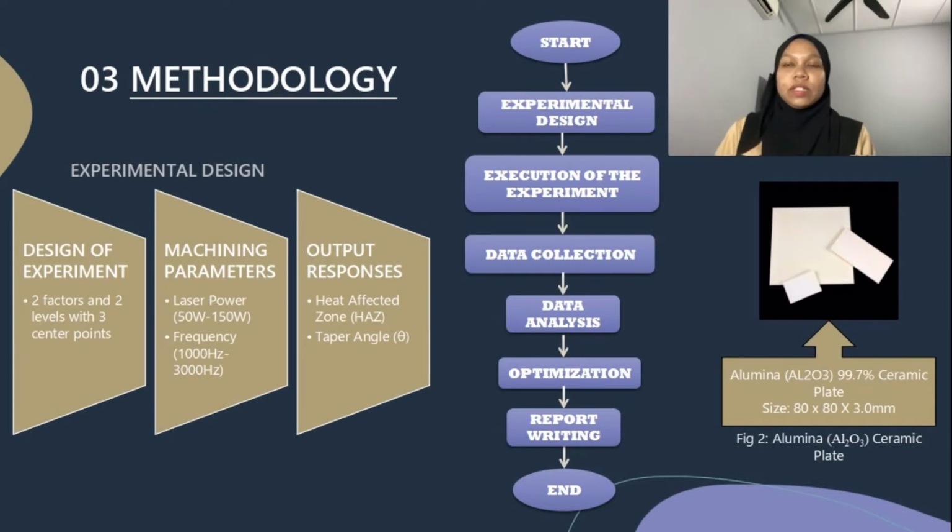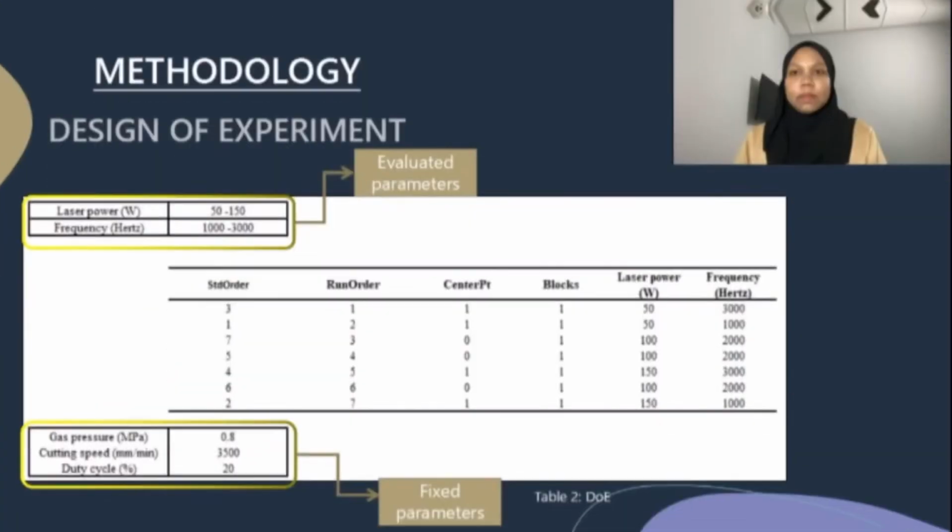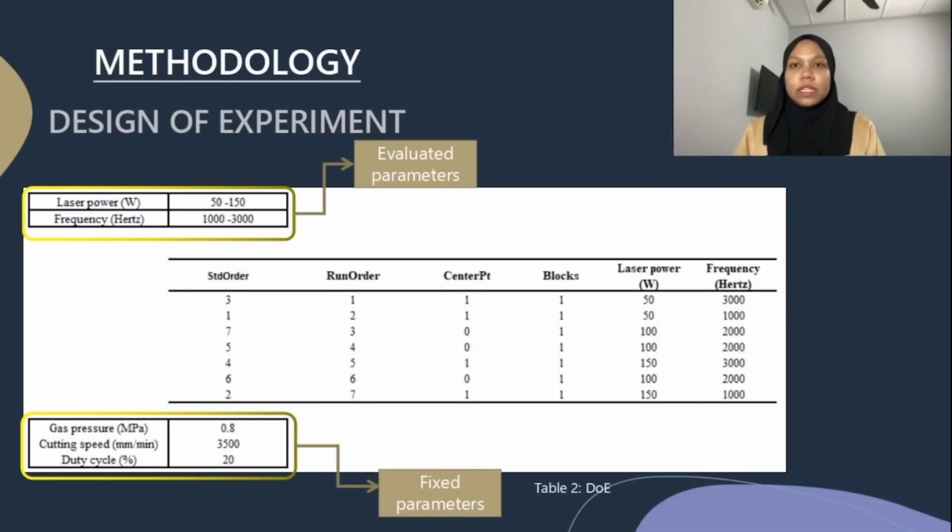Main factor analysis, interaction analysis, and 3D response surface will be done by using analysis of variance, ANOVA method. This table shows the design of experiment that was generated using BINTI software version 20.2. From the table, several runs of experiment need to be done.